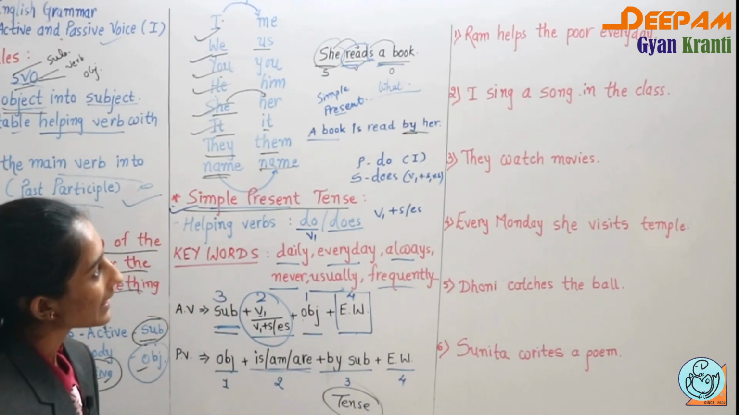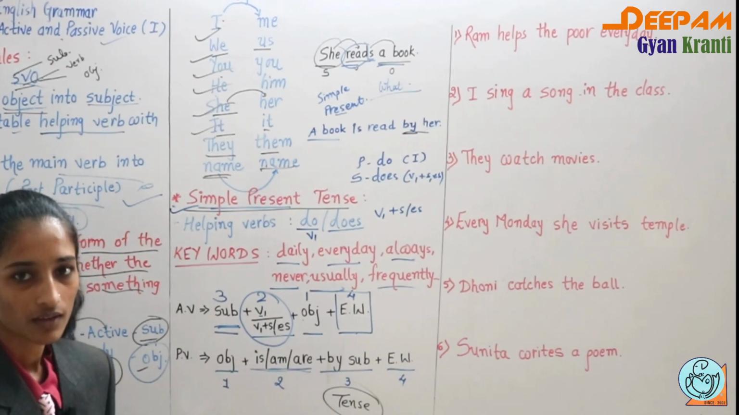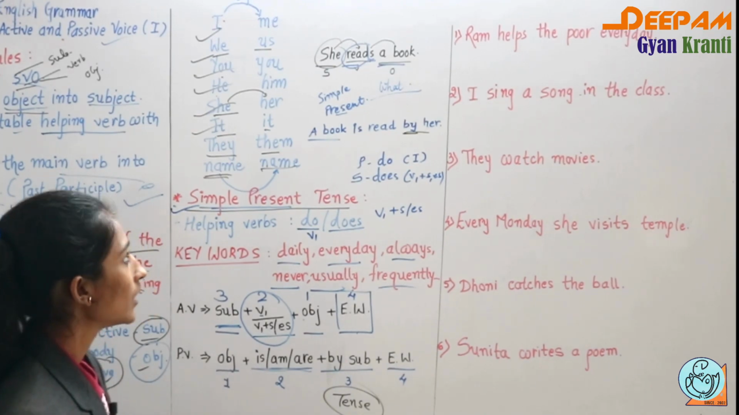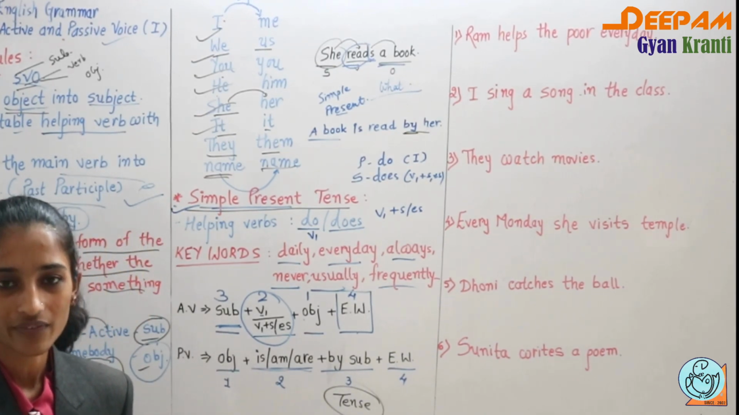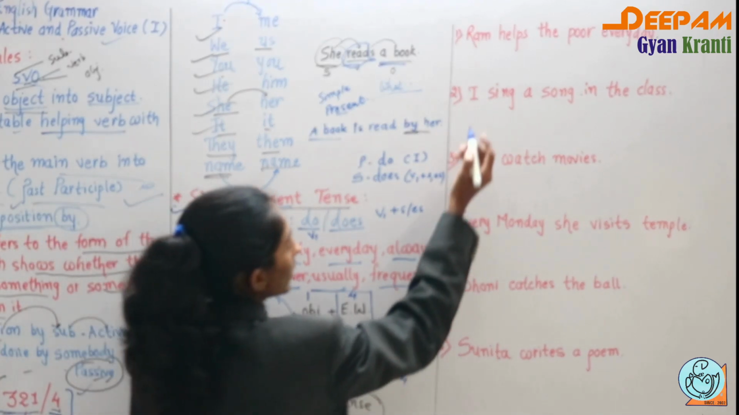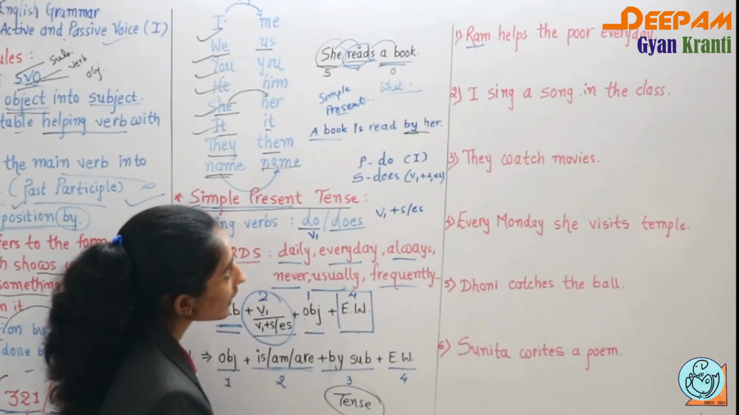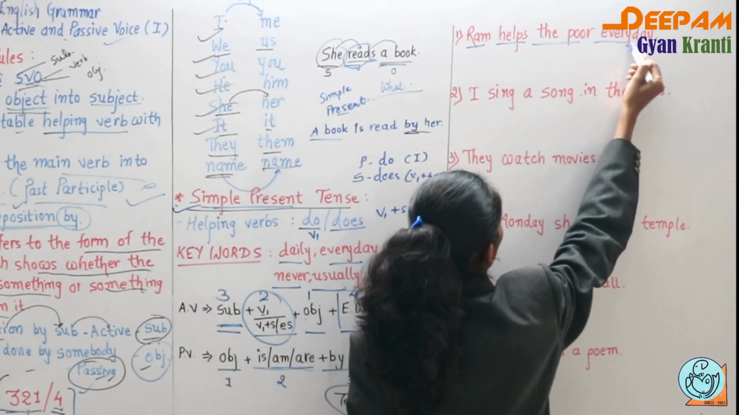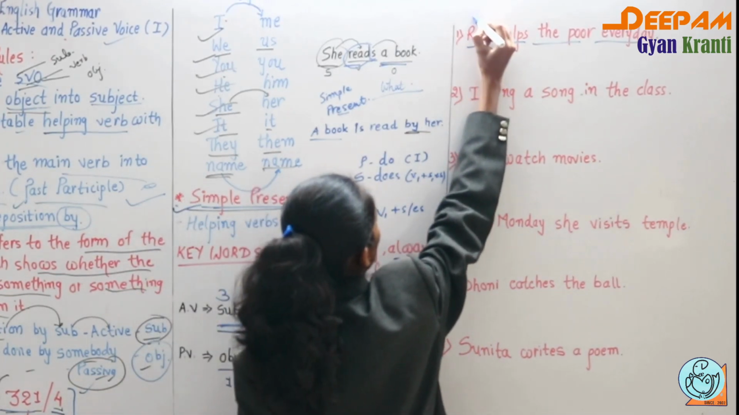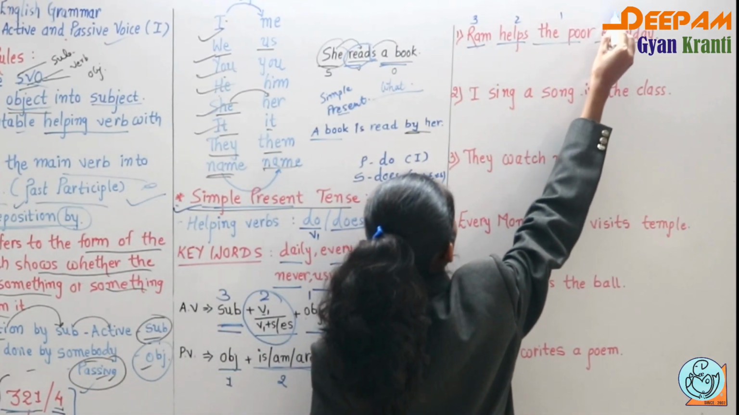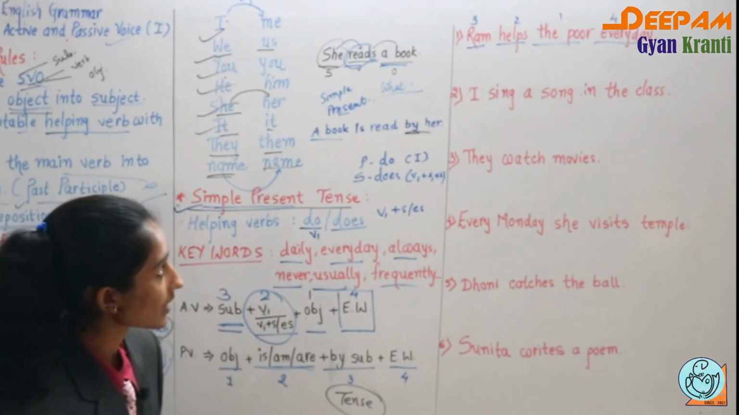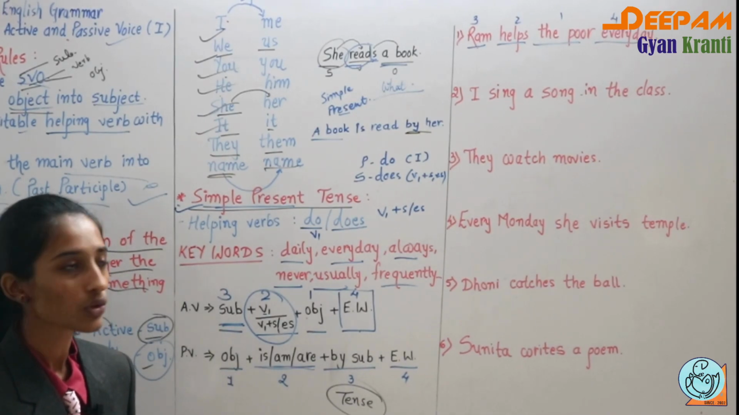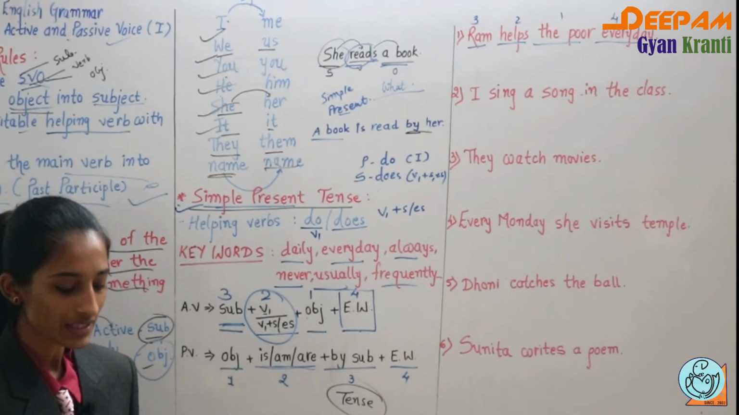So say, Ram helps the poor every day. First I have to make the underlines, that is, I have to make 4 parts, otherwise 3 parts. So the subject is Ram. Verb, so helps. To whom? The poor. And every day is the extra word. So I am writing here 3, 2, 1 per 4. Right: subject Ram, verb helps, object the poor, and every day is the extra words.